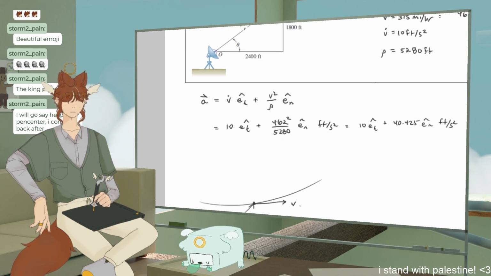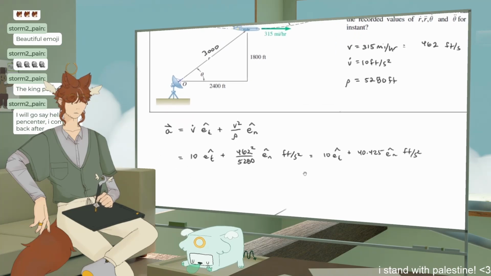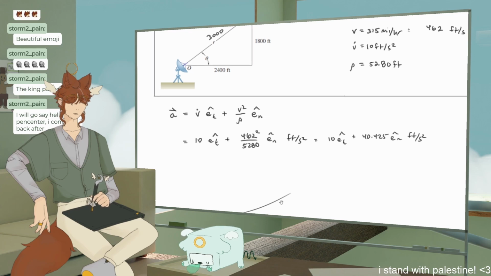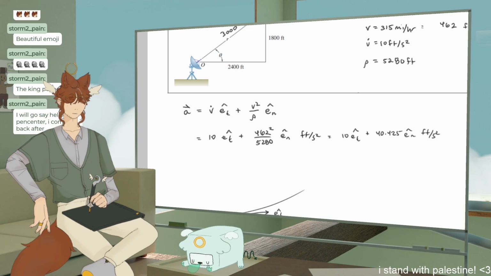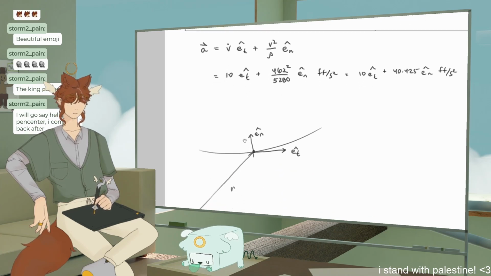It's our VT. And then we have, I guess I should say this is AT, or ET. And then let's just say the radius of curvature is way out there. So what we want to try and find is R.